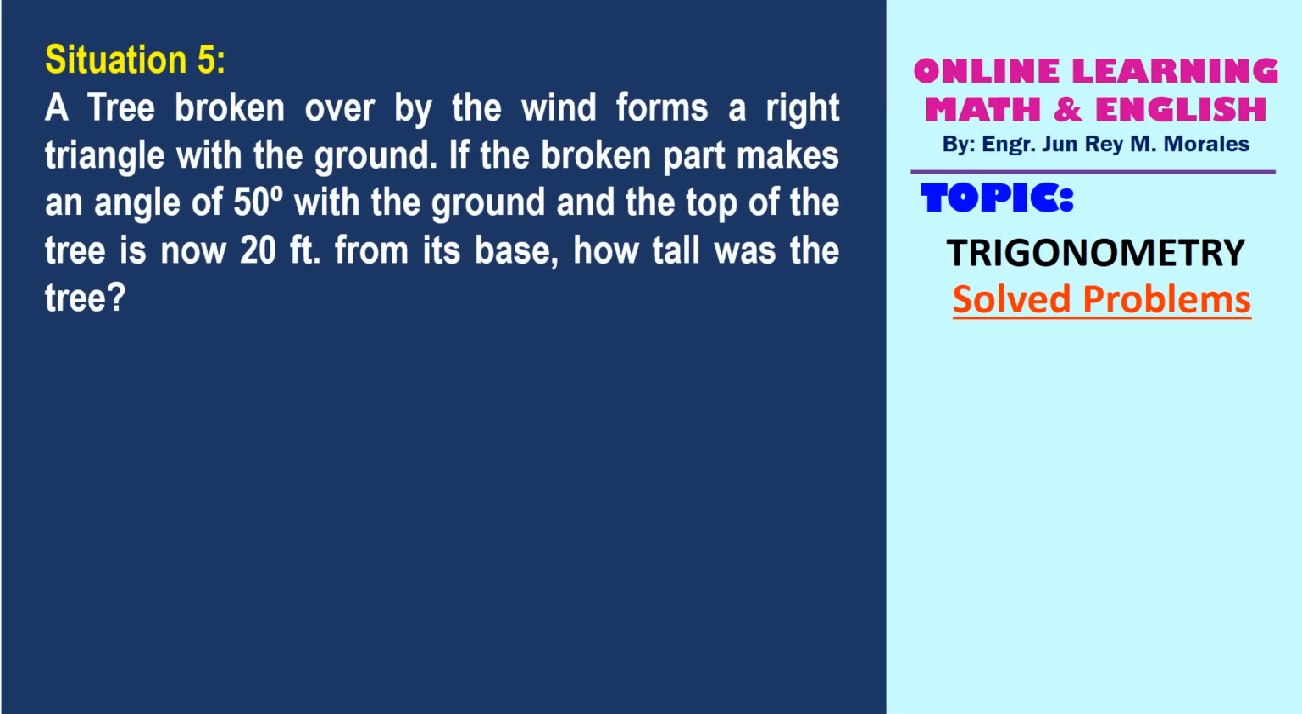For our last problem in this video, let's solve situation number 5. A tree broken over by the wind forms a right triangle with the ground. If the broken part makes an angle of 50 degrees with the ground and the top of the tree is now 20 feet from its base, how tall was the tree?